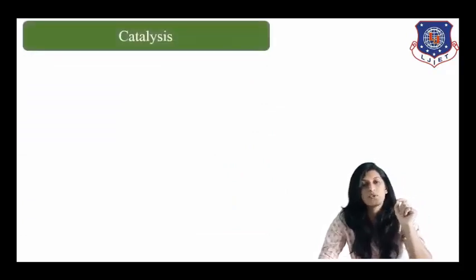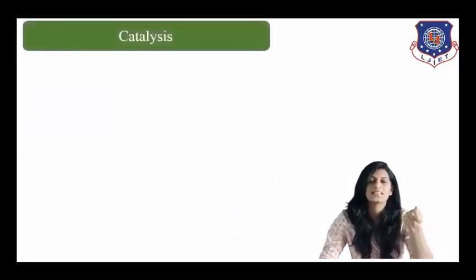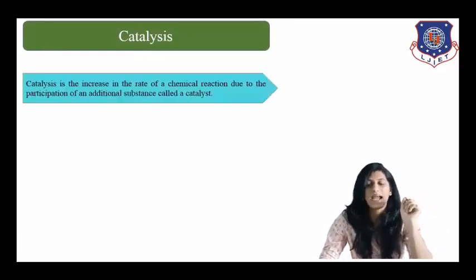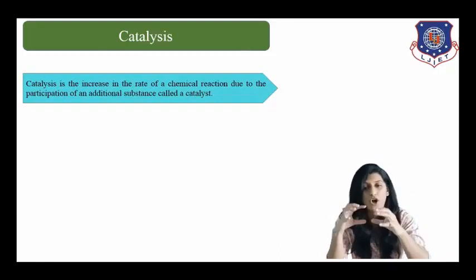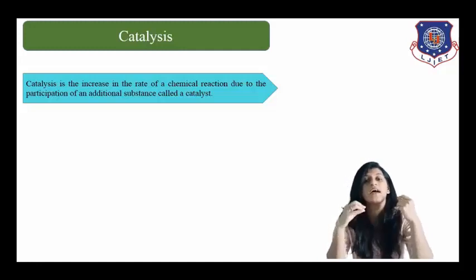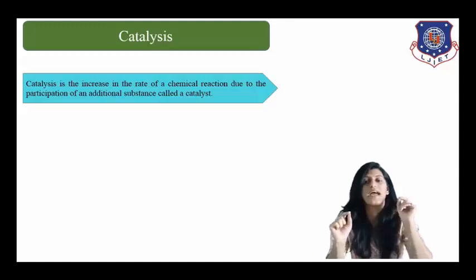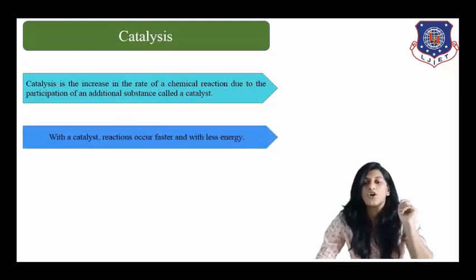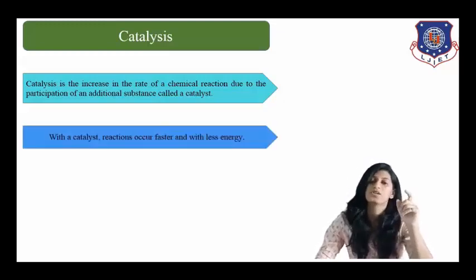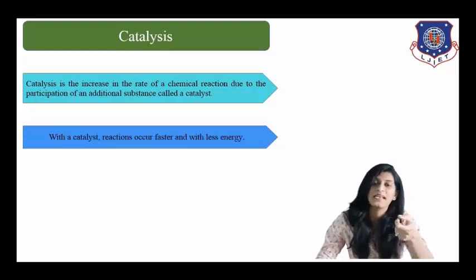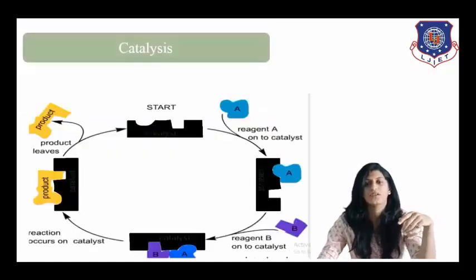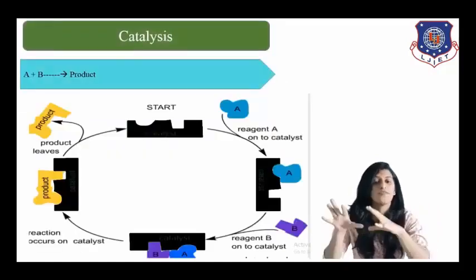So now as we know what a catalyst is, let's see what catalysis is. Catalysis is basically the phenomenon of increase in the rate of a chemical reaction due to the participation of an additional substance, and that substance is known as a catalyst. With a catalyst, a reaction can occur at a faster rate and the energy consumption is also very low. Right, so this is the basic mechanism of catalysis.